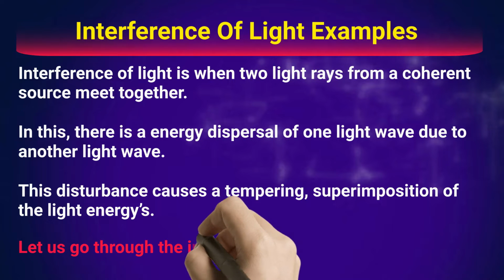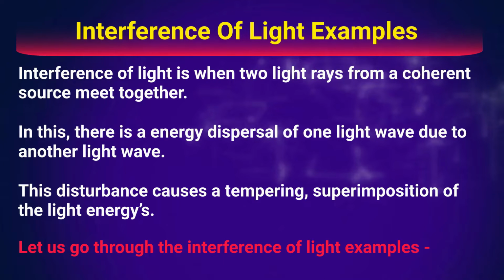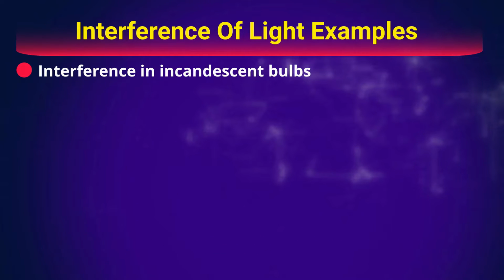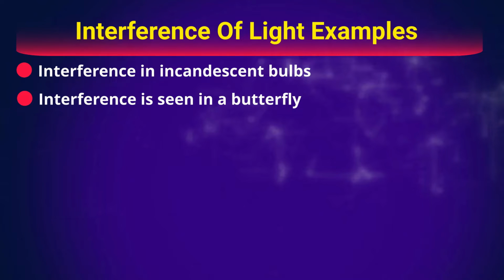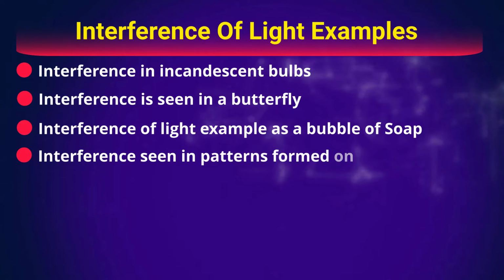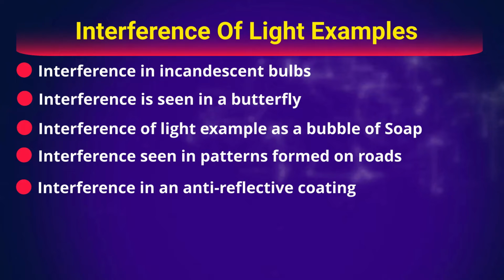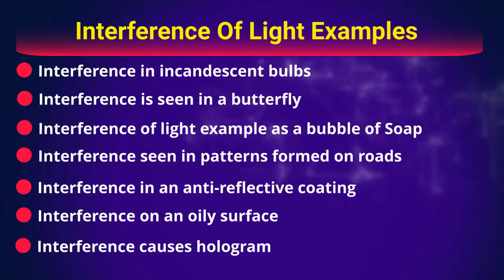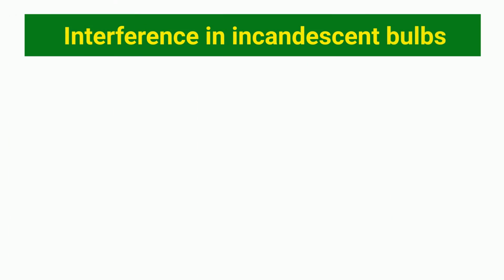Let us go through the interference of light examples. Interference in incandescent bulbs. Interference is seen in a butterfly. Interference of light example as a bubble of soap. Interference seen in patterns formed on roads. Interference in an anti-reflective coating. Interference on an oily surface. Interference causes hologram.